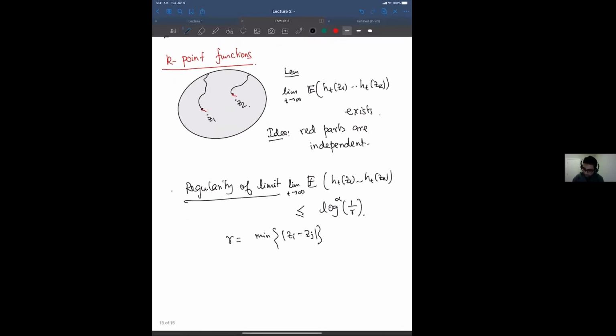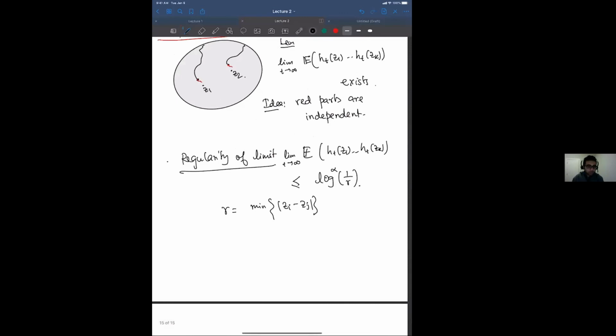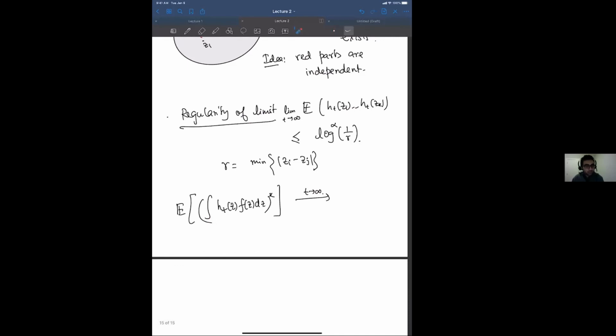And then how do we prove the existence of the limit? Well, you need to look at the integral of h_t(z) with some test function f(z) to the power k, and we want to show that as t goes to infinity, this limit will exist, because if we expand this to the power k, you're going to get some k-point functions in the integral, and then you need to exchange limits and do Fubini and DCT and whatnot, and get the limits. Okay, so this shows that the limits exist.